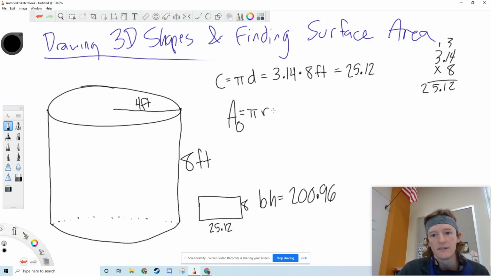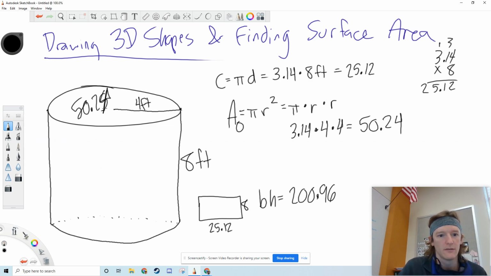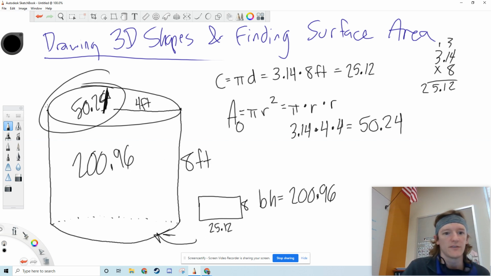Area of a circle is pi times the radius squared, or pi times the radius times the radius. So we'll do 3.14 times 4 times 4. So we've got 4 times 4 times 3.14. On a calculator, we get 50.24. So that is the top. The side, we get 200.96, but we still have this base, this bottom, is another 50.24.